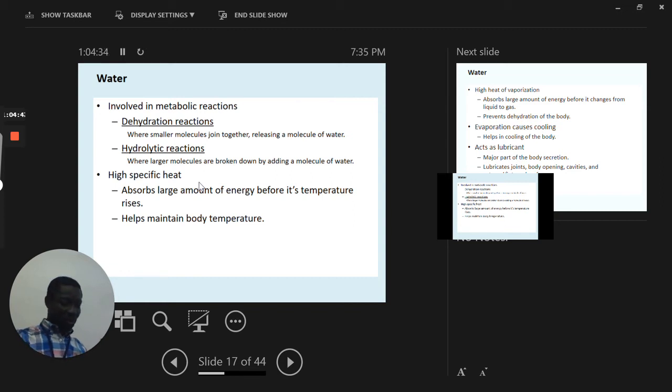Okay, now. Dehydration, removal of a water molecule to form a bond. Bond, B-O-N-D. Should I continue to hydrolysis?